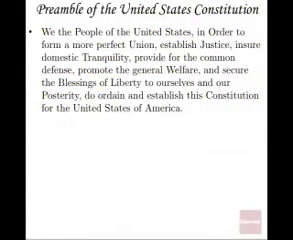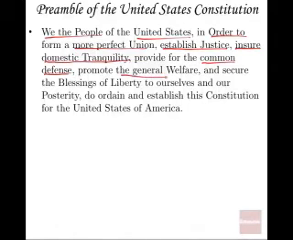So let's look at the preamble to give you an idea of what the Constitution was really about. Let's dissect this together. So we, the people of the United States, in order to form a more perfect union, establish justice, ensure domestic tranquility, provide for the common defense, promote the general welfare, and secure the blessings of liberty to ourselves and our posterity, do ordain and establish this Constitution for the United States.